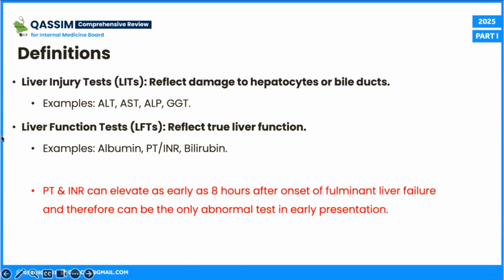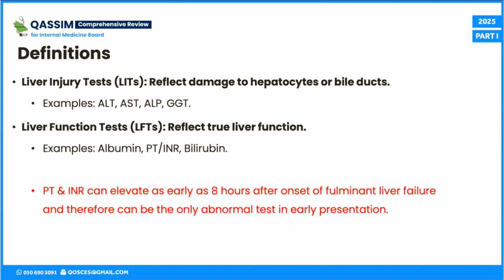So the liver injury tests reflect damage to the hepatocyte and bile ducts. Examples include ALT, AST, alkaline phosphatase, and GGT. The liver function tests, which measure the synthetic function of the liver mainly, include albumin. Just to note, albumin half-life is around 20 days. PT and INR depend on factor 7. Factor 7 half-life is around 8 hours.